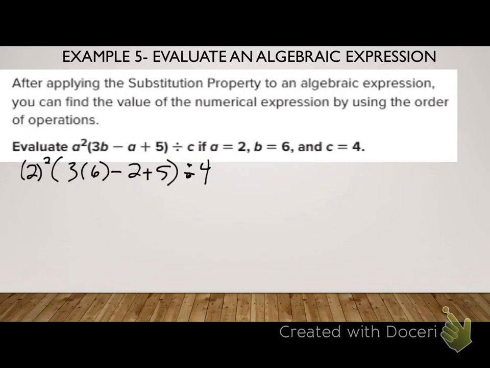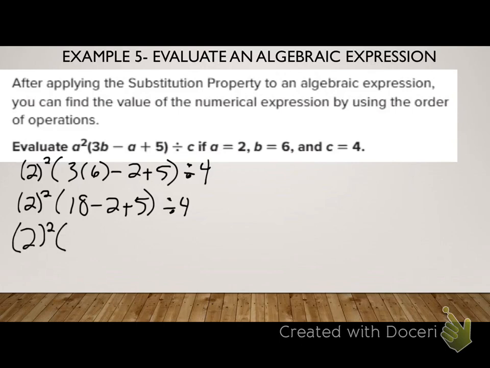So now I'm looking in the grouping symbols. I'm going to do the order of operations in here. We've got multiplication, subtraction, and addition. What would come first in the order of operations? Multiplication. What's 3 times 6? 18. What would I do next? 18 minus 2. I would do 18 minus 2, right? Because when I'm doing the order of operations, addition and subtraction are grouped together. I do all addition and subtraction from left to right. So what's 18 minus 2? 16.